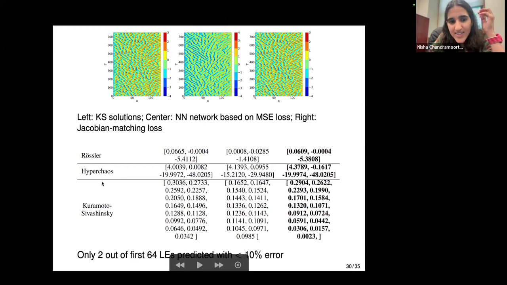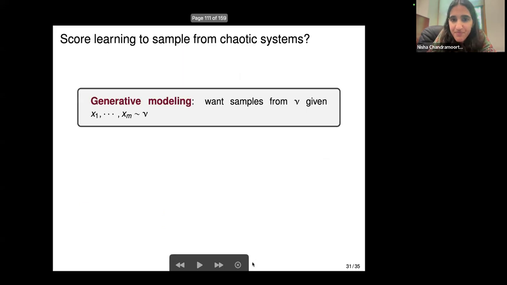We can do this for other systems, Rossler. There are many examples in the paper. I'll share the link. And in all, for the KS equation, for example, we find that if we train with the mean square error, we only get 2 out of the first 64 Lyapunov exponents predicted well. But whereas for the Jacobian loss, we get most of the Lyapunov exponents predicted well within 10% error.